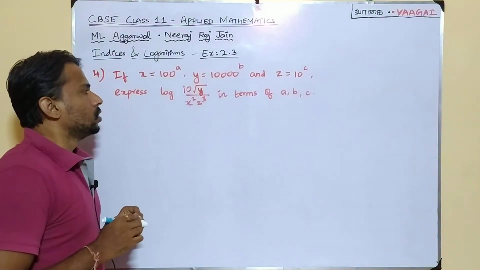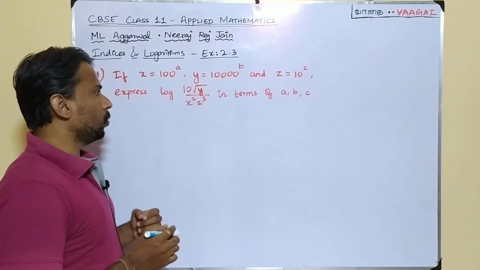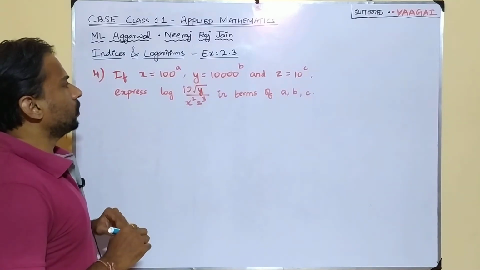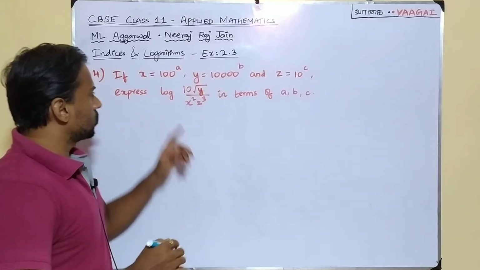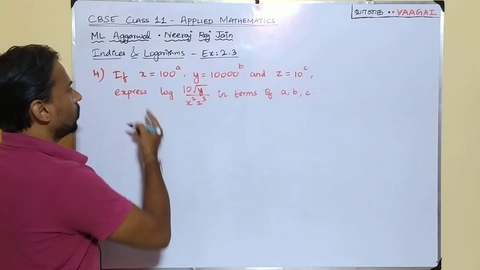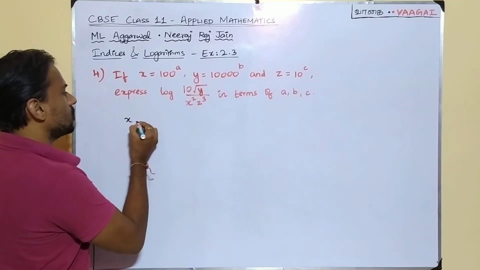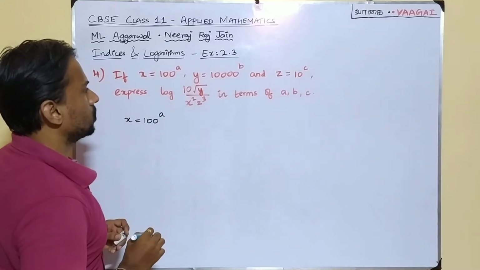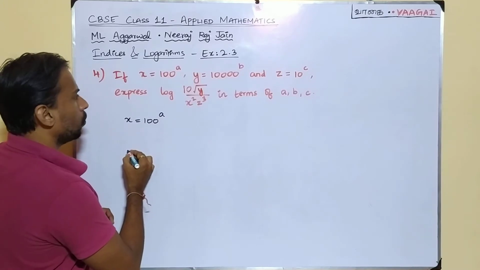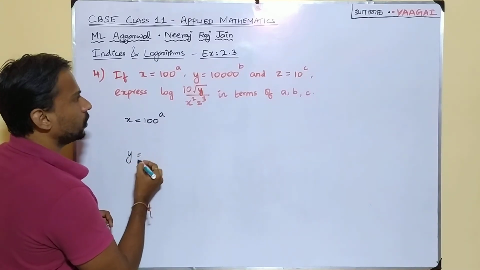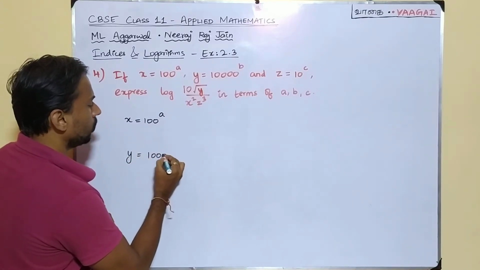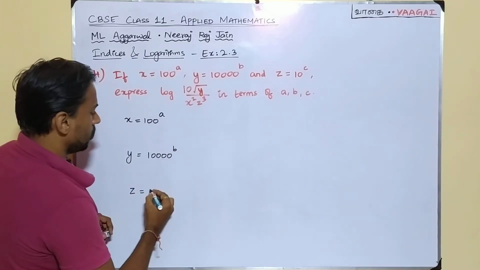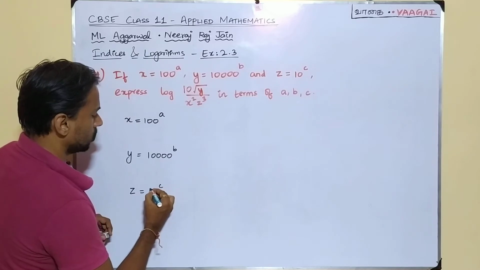So there's nothing to panic here. Let us see an approach for how we can solve this question. Before that, let us start from what is given to us. Here we have x is equal to 100 to the power a, right? And y is equal to 10,000 to the power b, and z is equal to 10 to the power c. This is what is given.